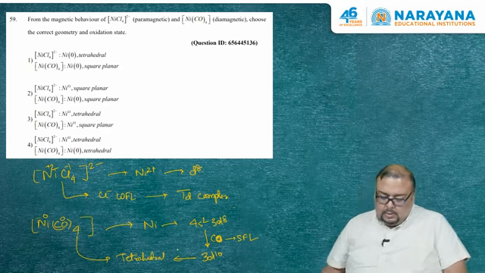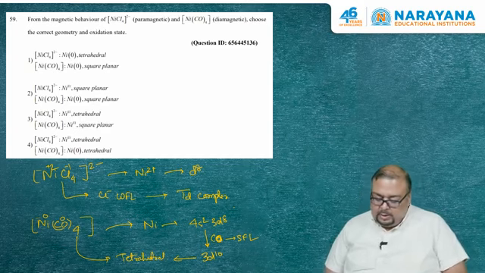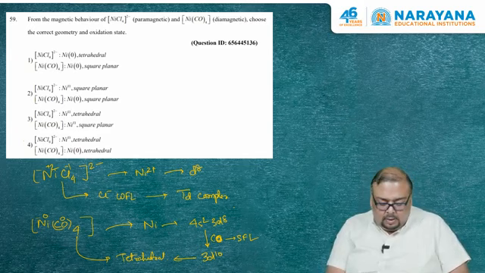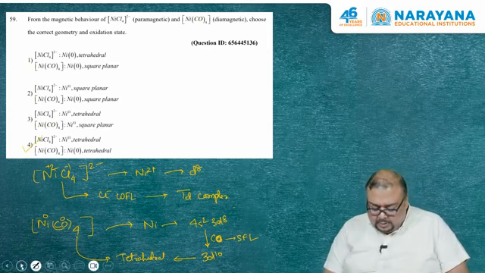Okay, so the correct option should be NiCl4 2- tetrahedral and Ni(CO)4 also tetrahedral. So 59 option should be option 4. Okay, next is question number 60.